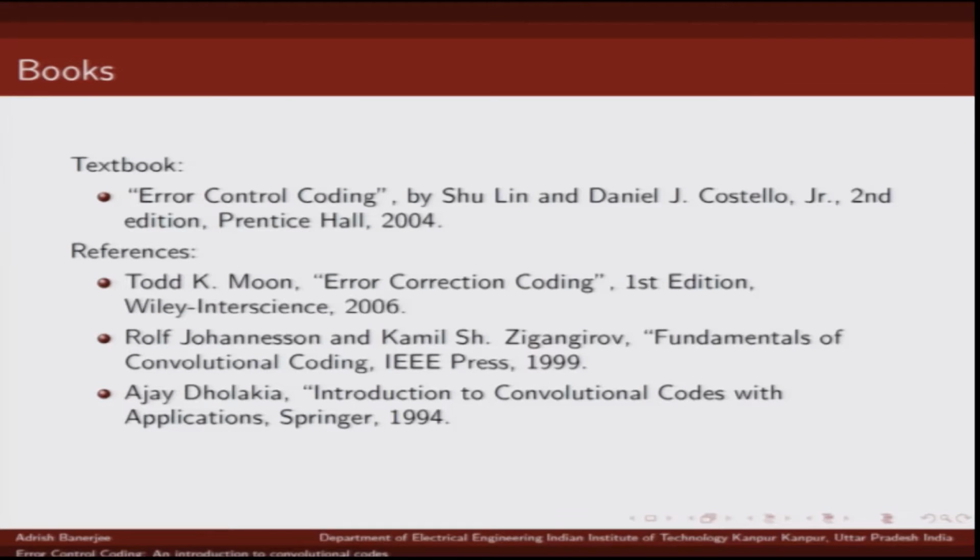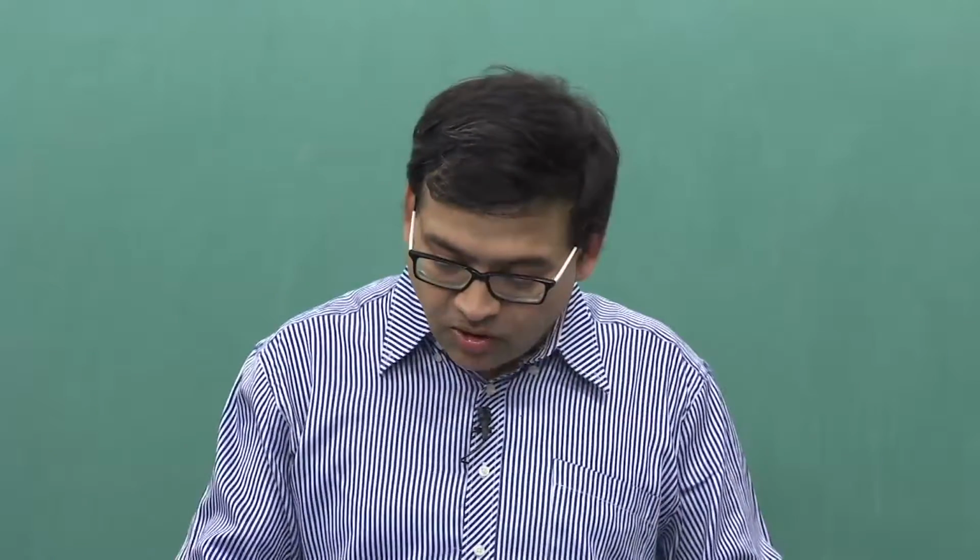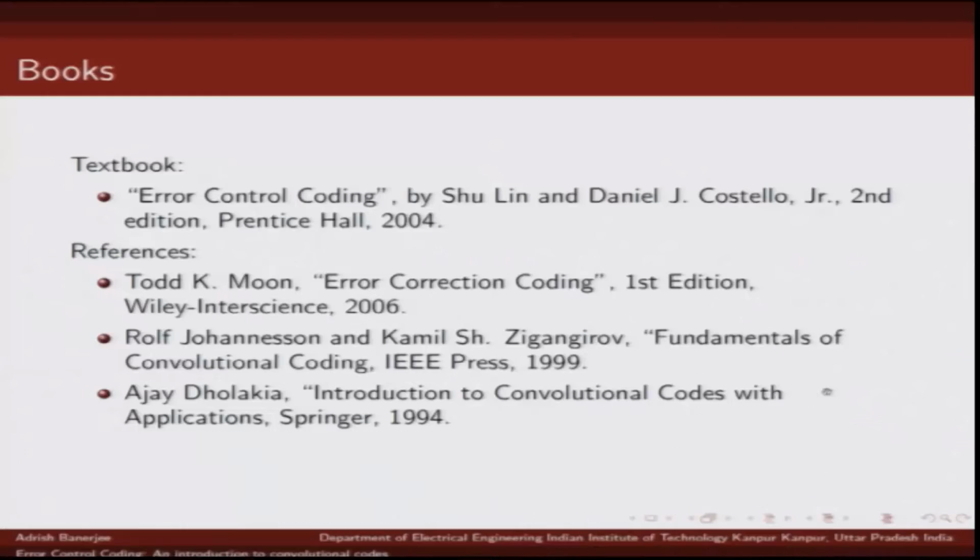This book by Todd K. Moon on error control coding is a very simple introduction on error control coding. This book by Rolf Johannesson and Kamil Zigangirov deals completely with convolutional codes, a very nice book if you want to read on convolutional codes. Another book devoted to convolutional codes is this book by Ajay Dholakia.